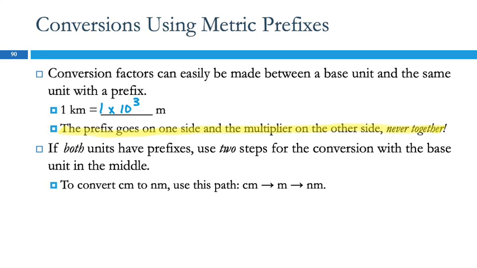Okay? Now, what if your beginning unit has a prefix and your ending unit has a prefix? Like, what's the relationship here between centimeters and nanometers? Well, there is a relationship. I could figure it out. Or I could just go centimeters to meters and meters to nanometers, which is really easy and actually much faster than trying to go from one to the other. So if you have two prefixes, you're going to do it in 2 steps. You're going to go from the prefix to the one without the prefix and then to the other prefix. Any questions?